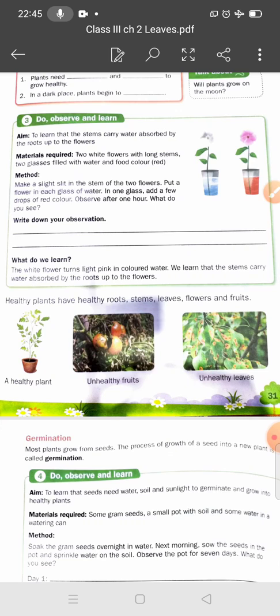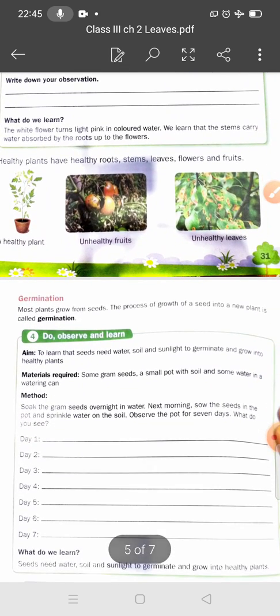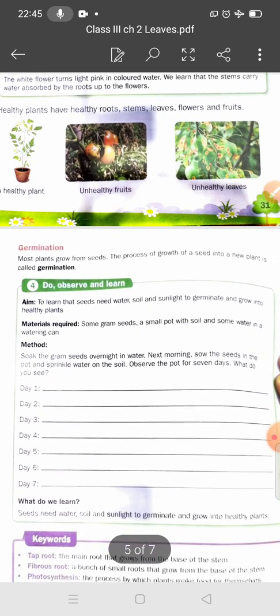Okay students, a healthy plant has healthy roots, stem, leaves, flowers and fruits. So there is a healthy plant here also. You can see unhealthy fruits, there are some spots also, and you can see unhealthy leaves too. So I hope you understand. We have discussed the 3 activities of this chapter.